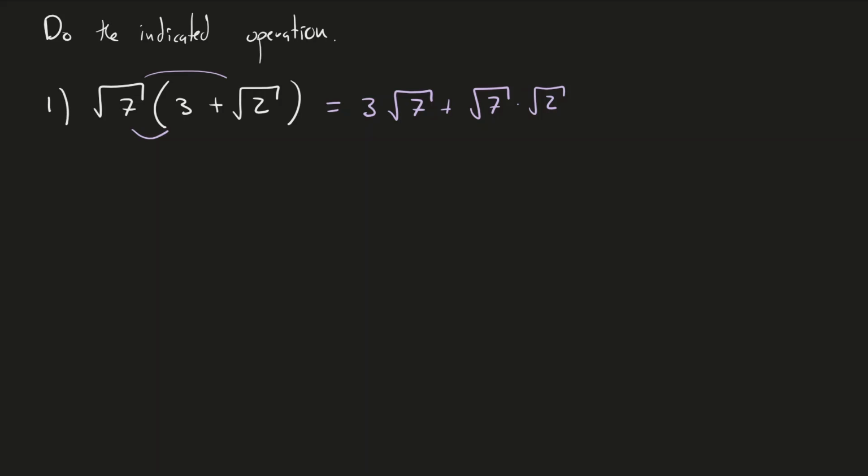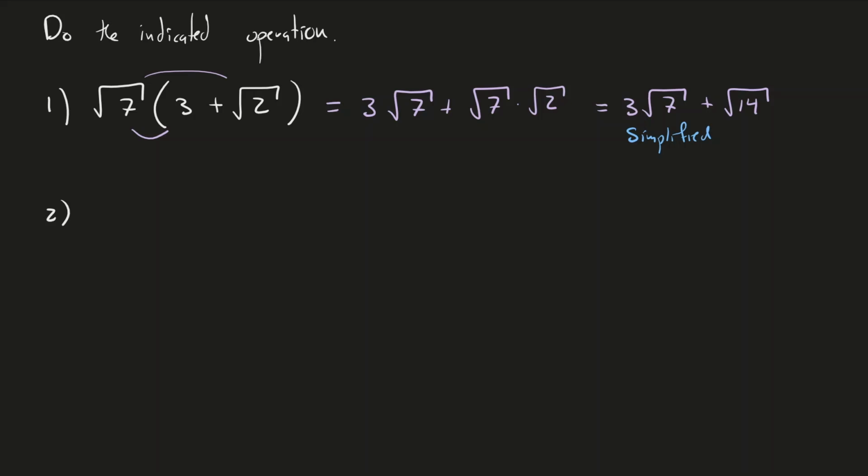So like we discussed, these have the same index. They're both square roots, so we can combine those two. So this is equal to 3 times the square root of 7, plus the square root of 14. And this is fully simplified. So we are done. You cannot combine a square root of 7 and the square root of 14. Square root of 14 is simplified, and the square root of 7 is simplified. There are many of these problems that you may need to do that with.